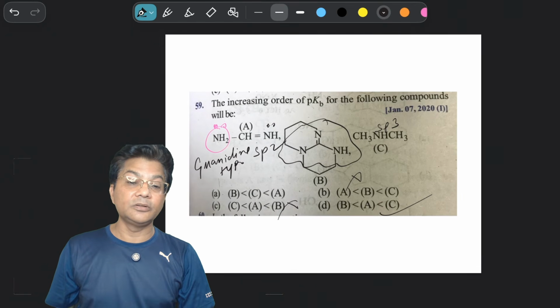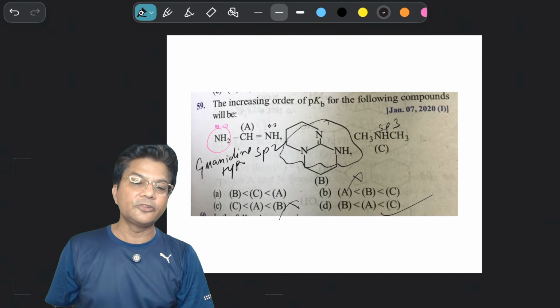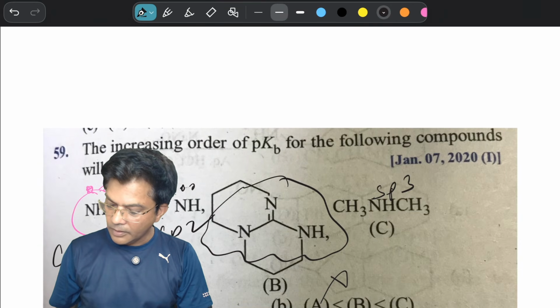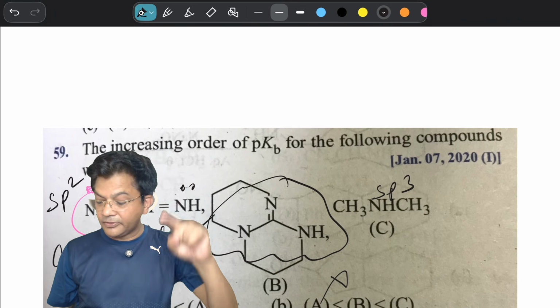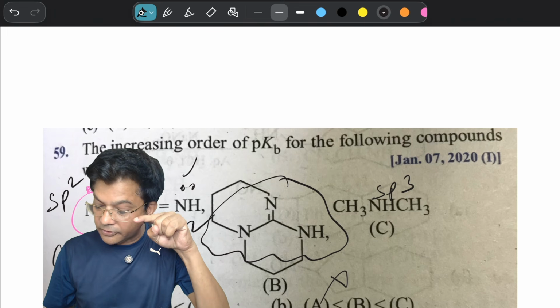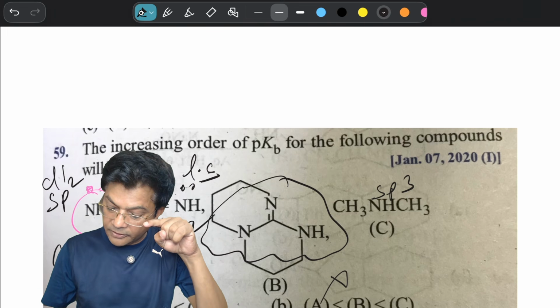Mind blowing question, mind blowing. See, I have focused on that one. Although this is also sp2 only because its lone pair is involved in resonance, it is guanidine type. Once here the attack is going to take place, this is localized. Here only the attack will take place. This is a delocalized lone pair.